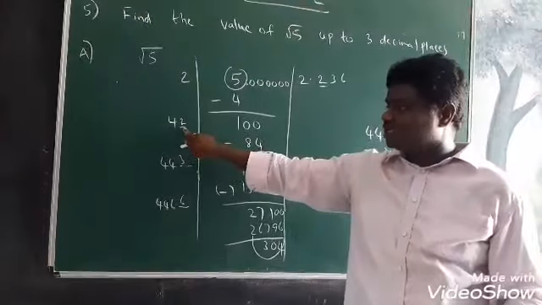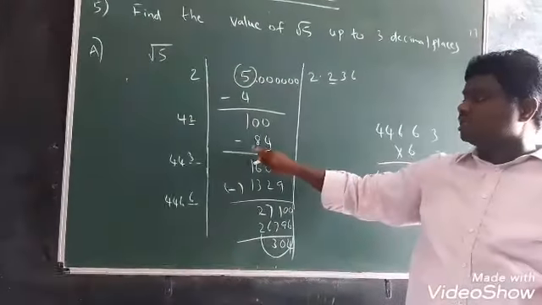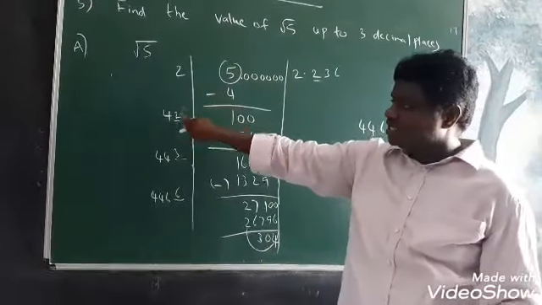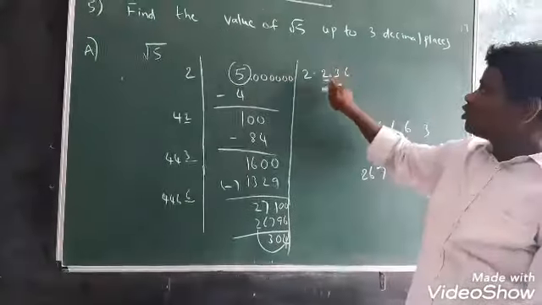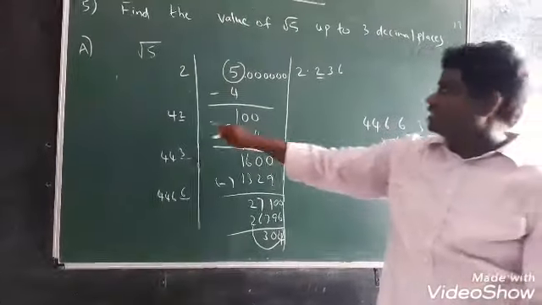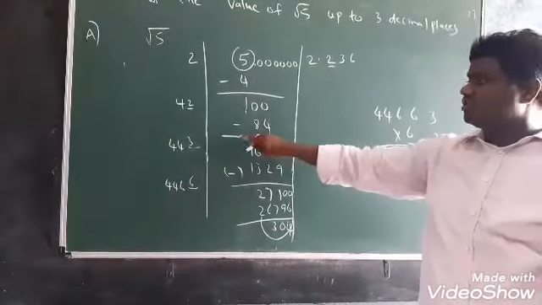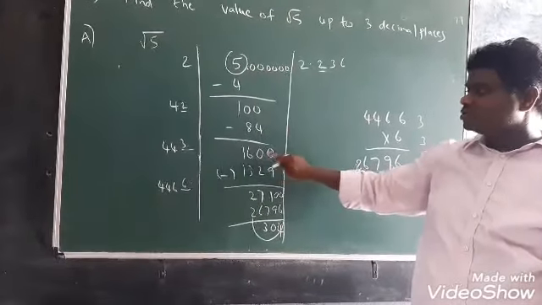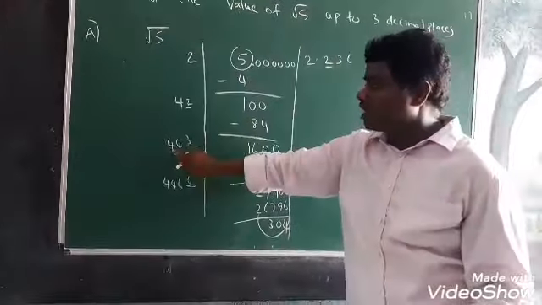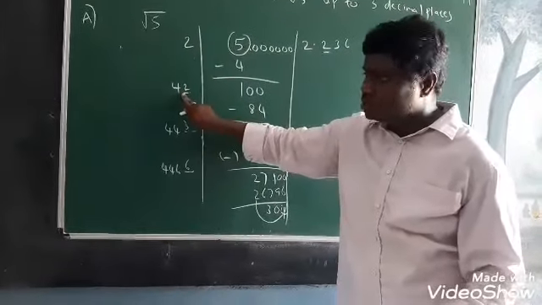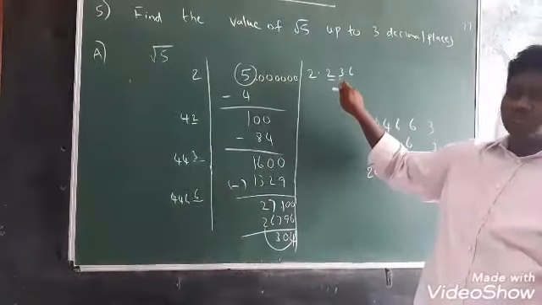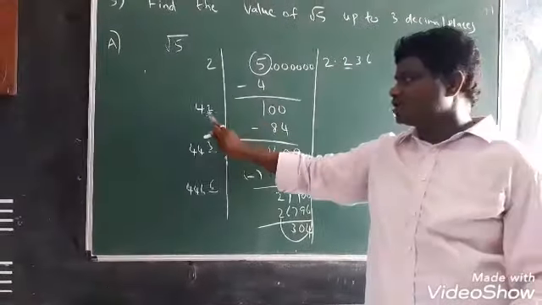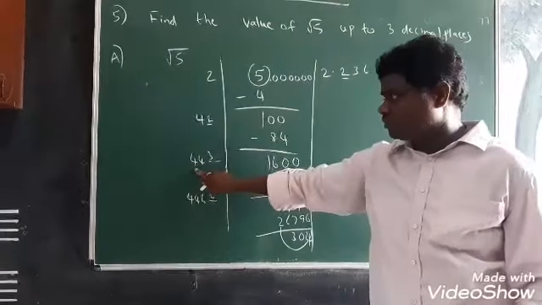If you keep 3 here, 43 into 3 becomes more. That's why I am keeping only 2 here. That means in the divisor you have to keep 2 and in the quotient also you have to keep 2. That is 42 into 2, which becomes 84. 100 minus 84, 16. Again you have to bring down 2 zeros. How are you getting 44 here? 42 plus 2. What you kept in the quotient is what you have to add. 42 plus 2 becomes 44.